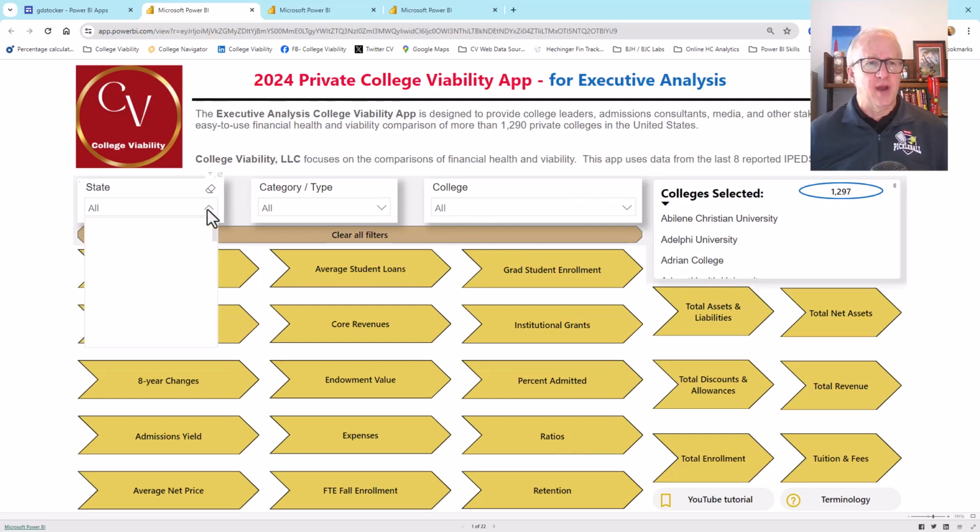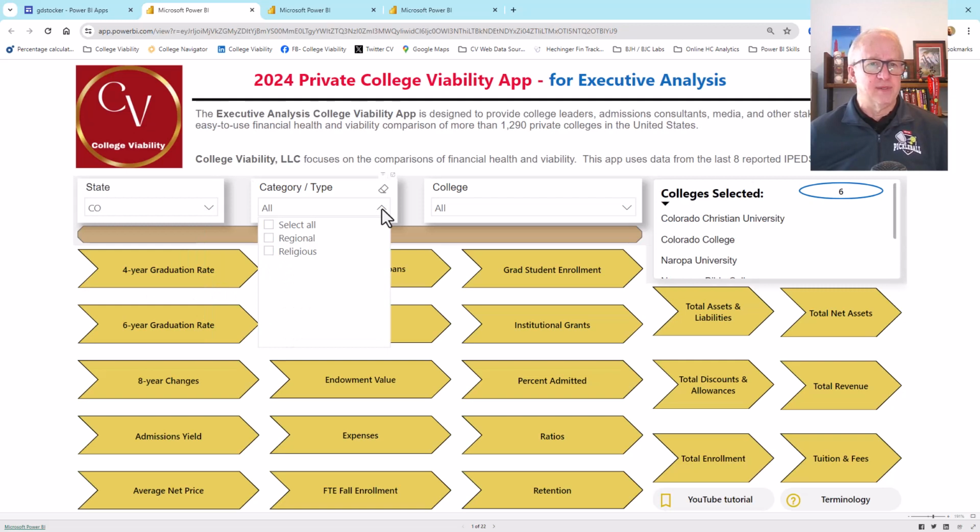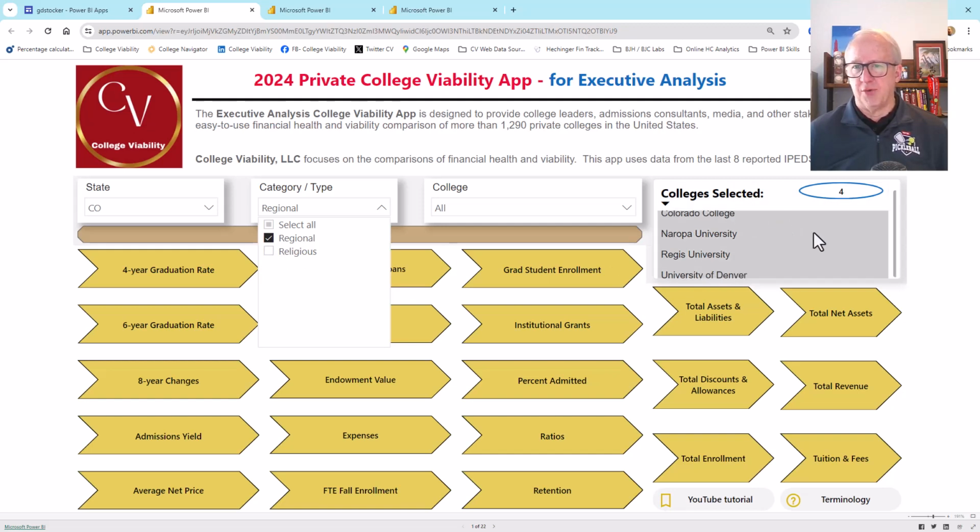And let's just quickly grab a state, and I'll grab Colorado, because I know it doesn't have a lot of private colleges. We can select them by different types, and in Colorado there's just regional and religious. We've included elite, super elite, and specialty religious as well. So let's look at just regional, and we can see that there are 4 regional private colleges in Colorado. You can actually scroll through the list here.